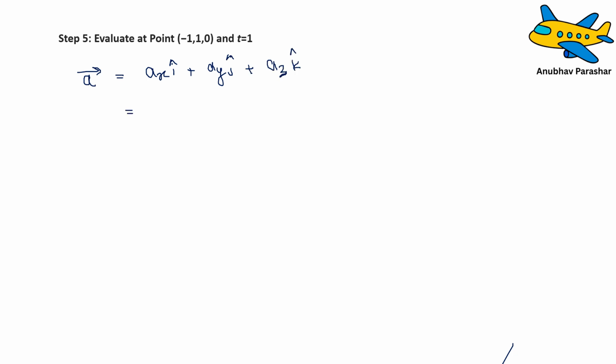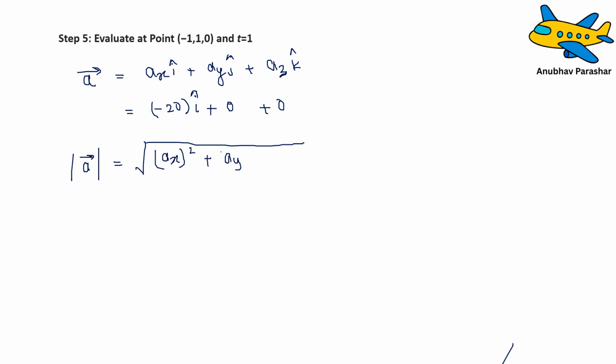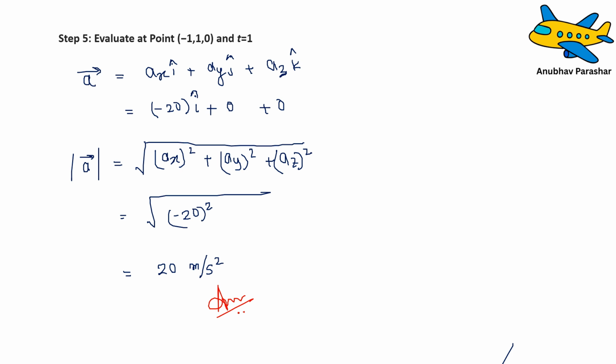And we have seen that ax is nothing else but minus 20, right? This is 0 plus 0. Now if you want to find out the magnitude, the magnitude is nothing else but root over ax square plus ay square plus az square. So this is equal to root over minus 20 square, right? Because ay and az are 0. So the magnitude of acceleration is coming out to be 20 meter per second square. So you see, we have been able to calculate the acceleration of the fluid particle, right, using the Eulerian description.